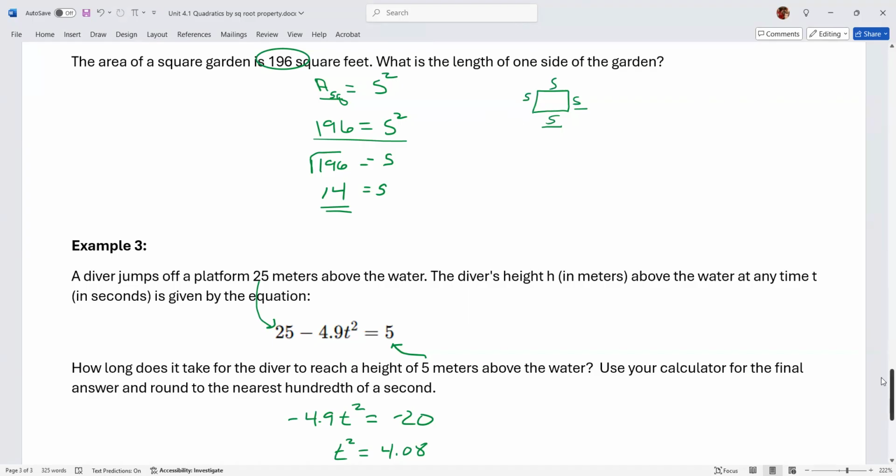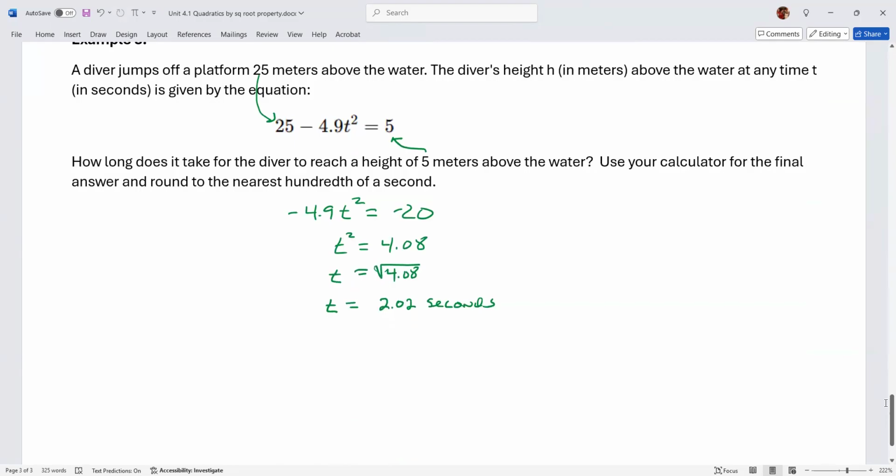Last example, word problem. Diver jumps off a platform from 25 meters. So this 25 represents that initial height. And then how long does it take for the diver to reach a height of 5 meters? Here's the 5 meters right here. And then use your calculator to answer to the nearest hundredth of a second. So we won't leave this in radical form. We'll go ahead and take this all the way down to an actual number.